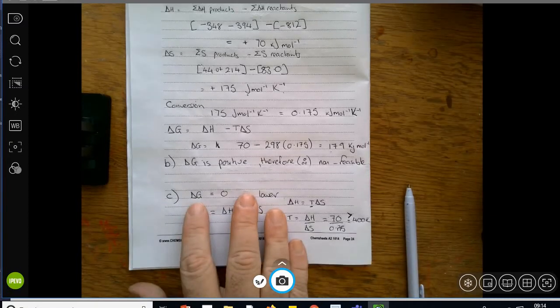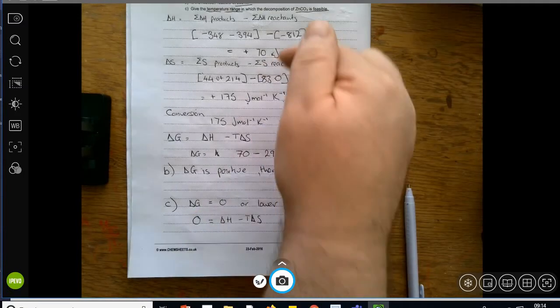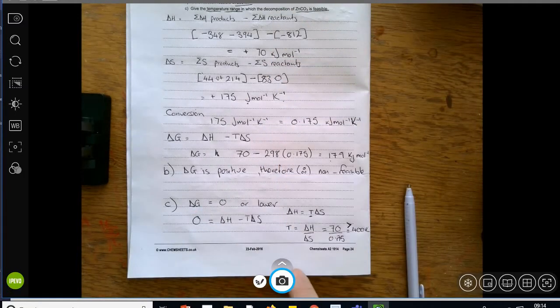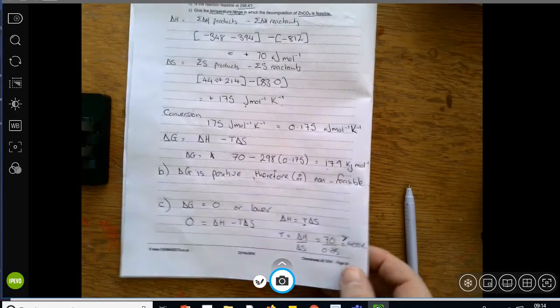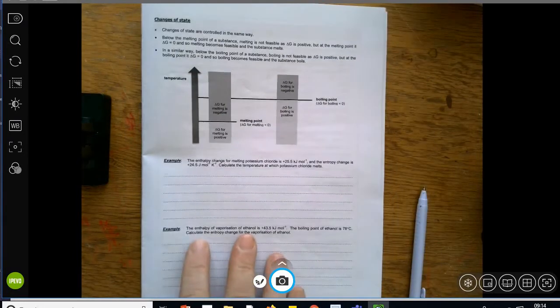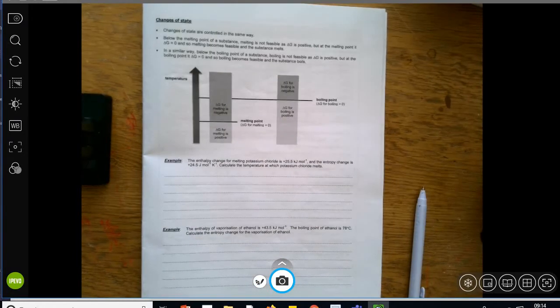Okay, that's our first example. This is very, very standard in how we work these things out, and you'll see lots of questions like this. This one, you need to get your head around.